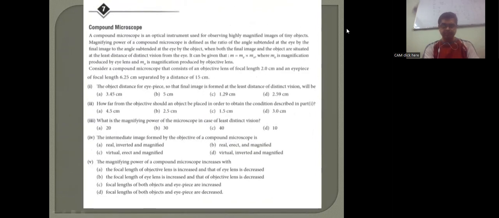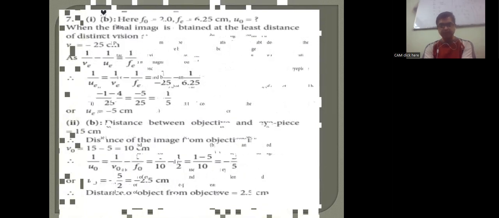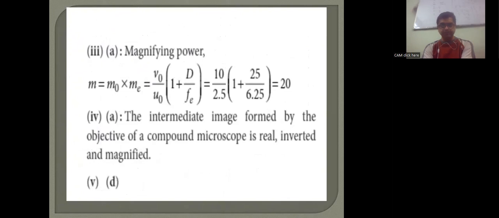Now come to next one, 4. The intermediate image formed by the objective of compound microscope is. फिर कंपाउंड माइक्रोस्कोप की अगर आपको रे डायग्राम याद हो तो फर्स्ट हम ऑब्जेक्ट रखते हैं बिटवीन F एंड 2F फॉर ऑब्जेक्टिव लेंस. वो इमेज बनाता है बियॉन्ड 2F, रियल बनाता है, इन्वर्टेड बनाता है, मैग्नीफाइड बनाता है. Now the intermediate image formed by objective is real, inverted and magnified.